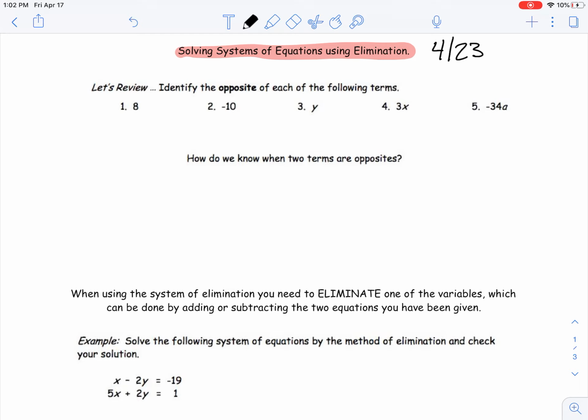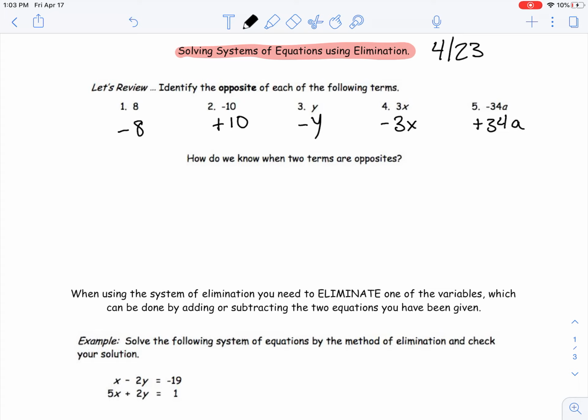So, for example, term number 1 is 8. So the opposite of 8 is negative 8. Term number 2 is negative 10, and the opposite of that is positive 10. Term number 3 is y, so our opposite is negative y. Term 4 is 3x, so the opposite is negative 3x. And finally, term 5 is negative 34a, so the opposite is positive 34a.